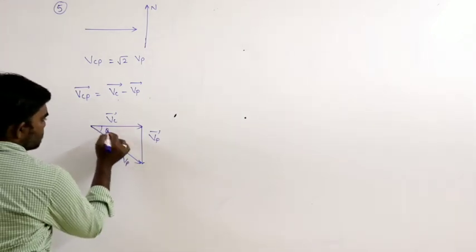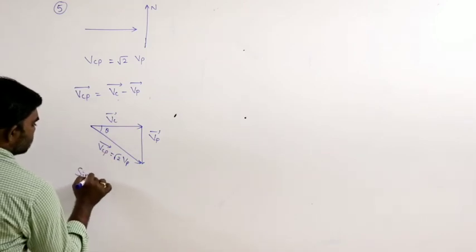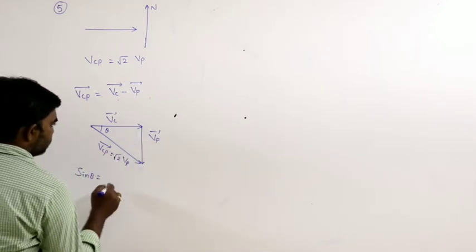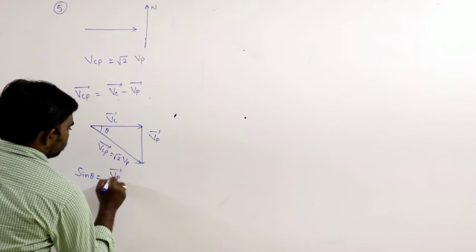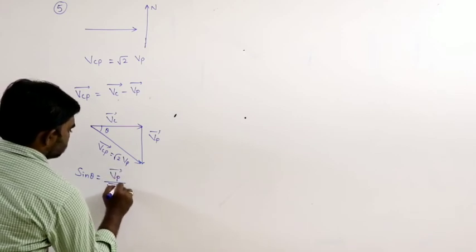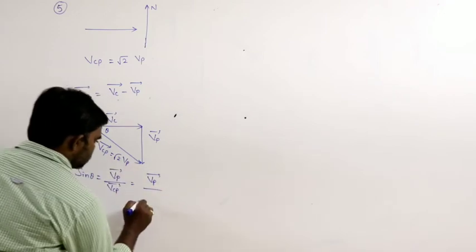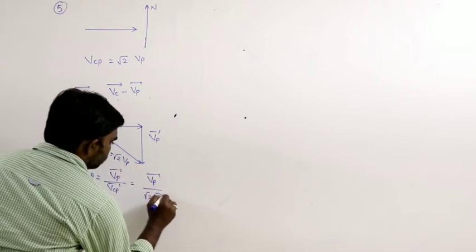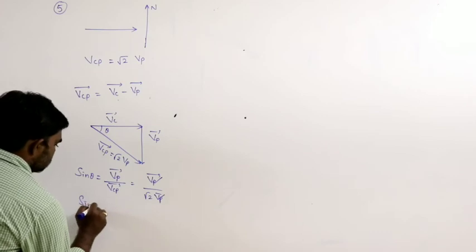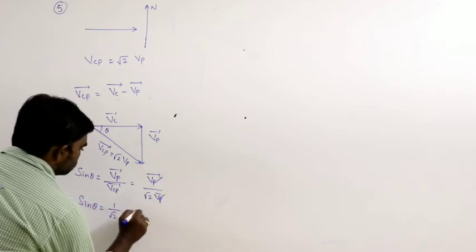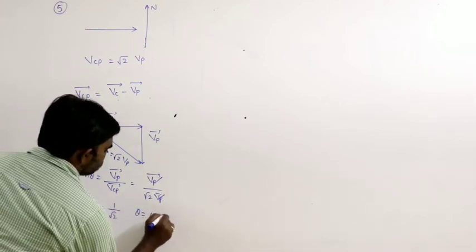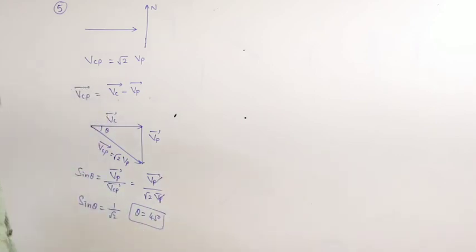If this angle is considered as theta, sin theta equals opposite side by hypotenuse, that is Vp bar divided by the velocity of the car with respect to the person, which is root 2 times Vp. So sin theta equals 1 by root 2, therefore theta equals 45. So that is the angle.